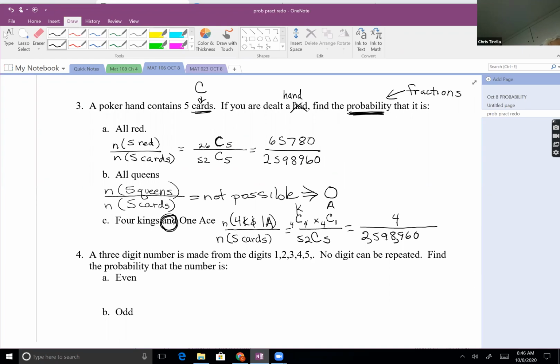Is that very likely to occur? No, it isn't at all. That's why if you can get a hand like that, 4 kings and 1 ace, you're probably going to win some big money somewhere, right? It's not real likely.